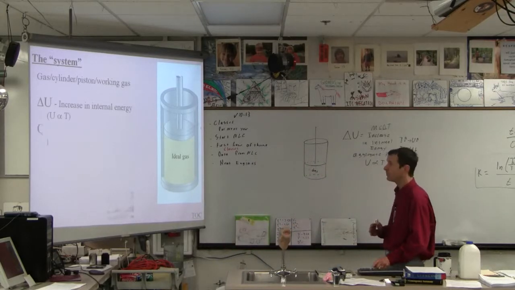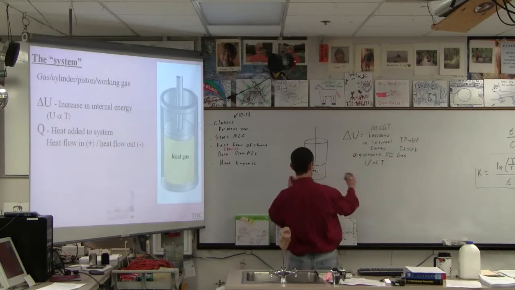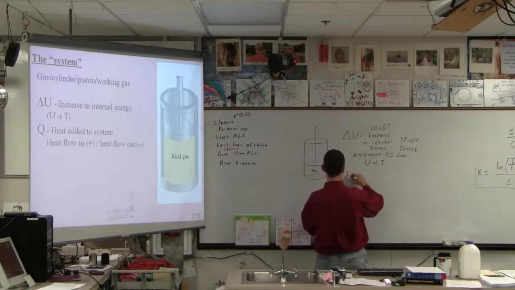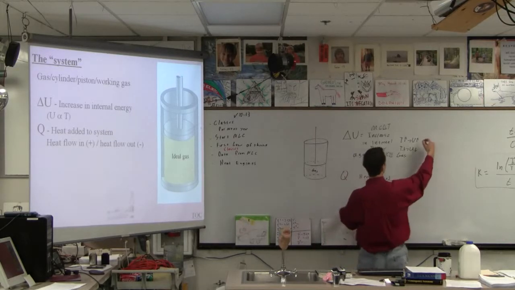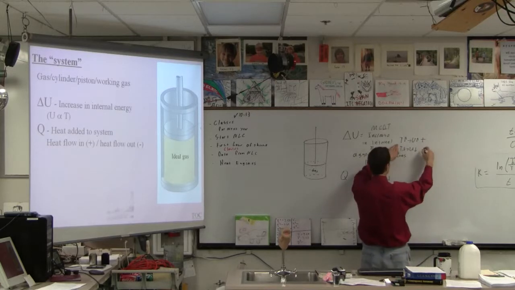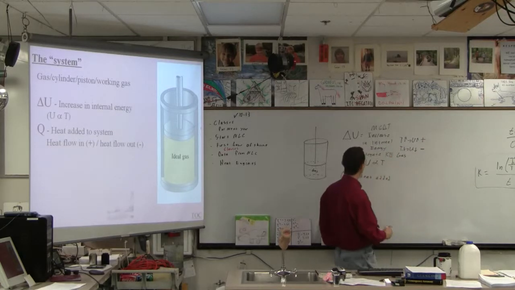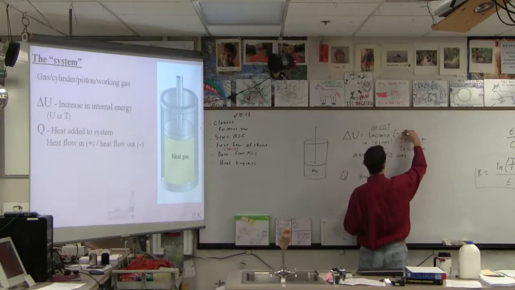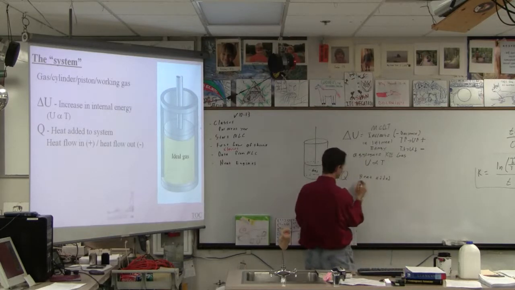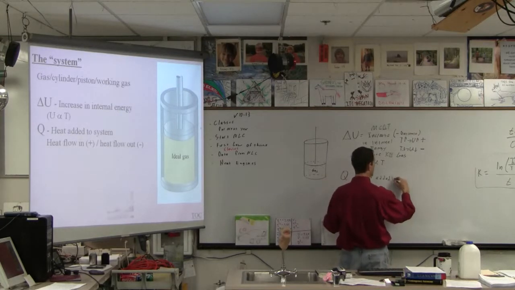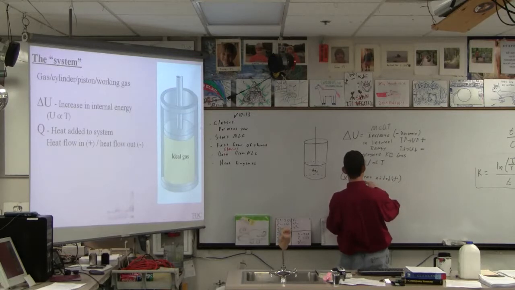The next thing that can happen is that we can have heat added to this system. Okay, so this is heat added. And by the way, this is a positive change of internal energy. This is negative, and that's the whole trick. Positive is increase, negative is decrease. Here is heat added to the system. That's positive. Negative would be heat flows out.